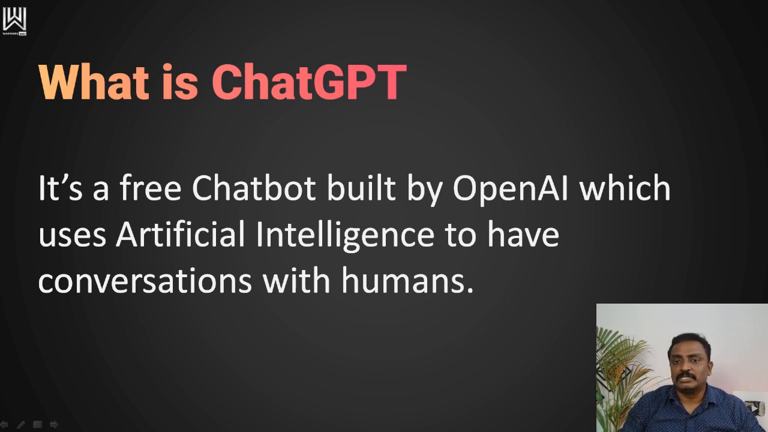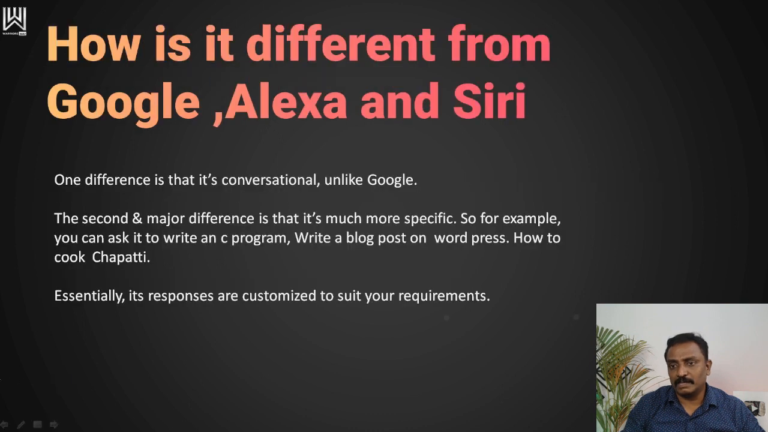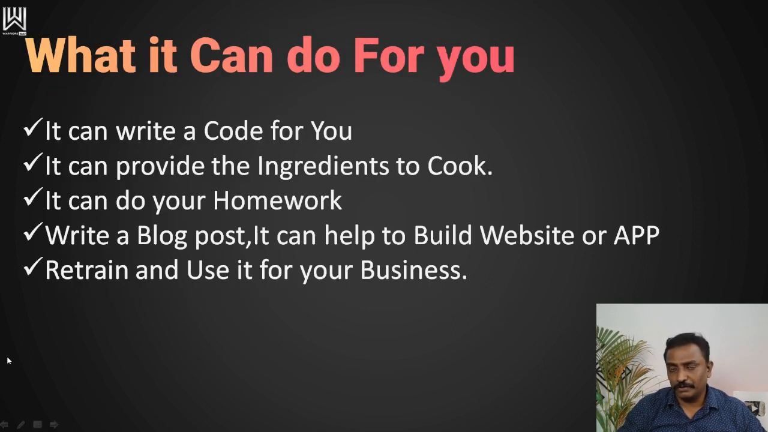The difference between Google, Alexa and Siri and ChatGPT is that ChatGPT is conversational, and it's more specific to your questions. So you can ask ChatGPT to write a program for you with the inputs A equal to 10 and B equal to 20. For example, if you're writing a C program for addition, you can specify the inputs also so that it can write the program for that input. So it's so specific.